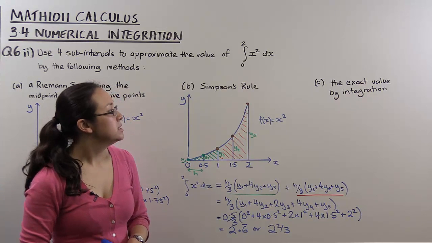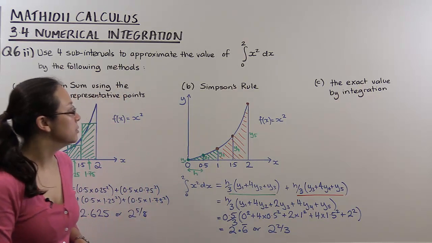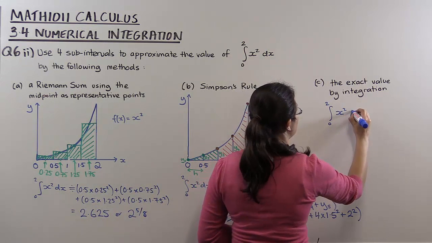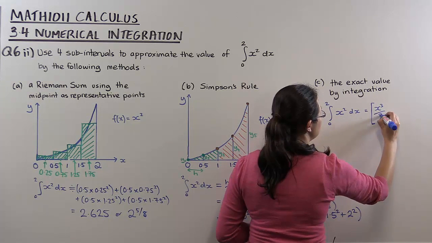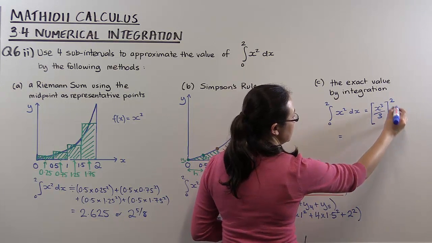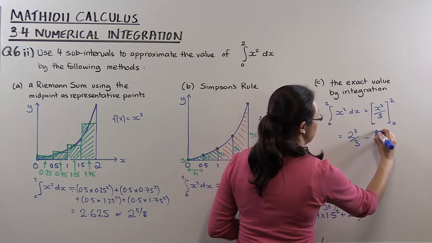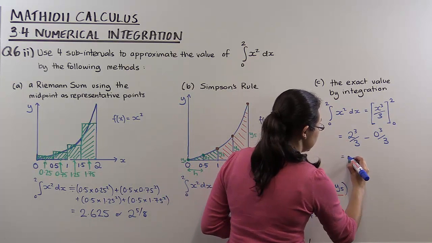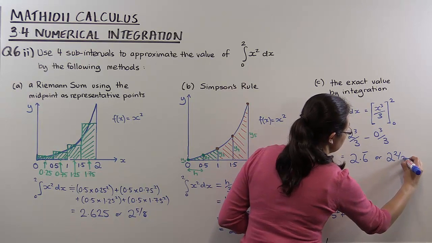Part C, it says just find the exact value by integration. So I think the question means use the fundamental theorem of calculus. So if I want to calculate from 0 to 2 of x squared dx, then the fundamental theorem of calculus says you can just find an antiderivative, so x cubed divided by 3, and then we'll substitute in the limits and find the difference. So 2 cubed divided by 3 minus 0 cubed divided by 3 will give us the definite integral here, which is 8/3, so it's 2.6 recurring, or 2 2/3 there.